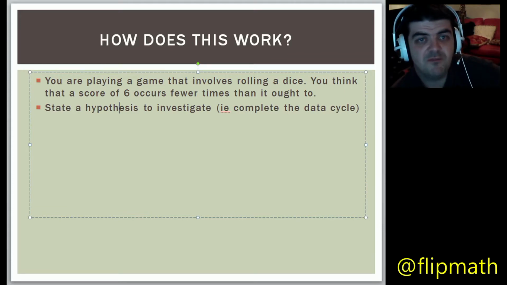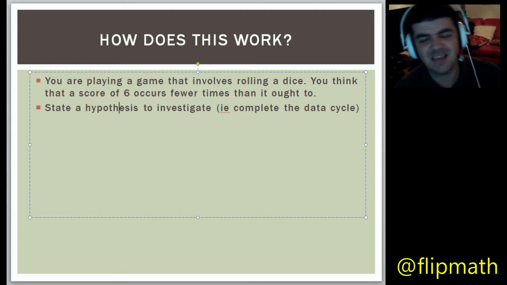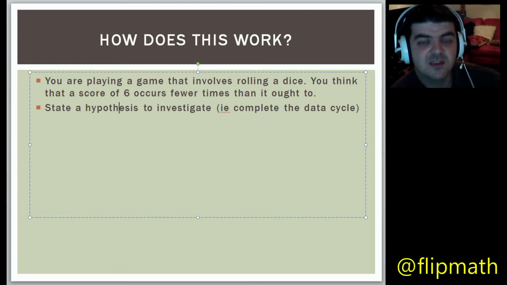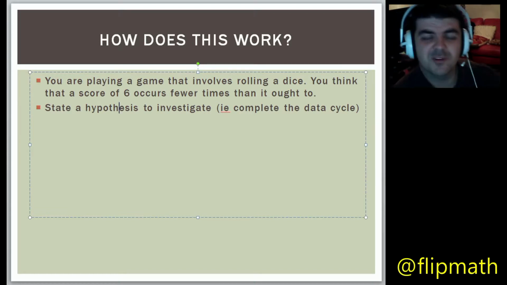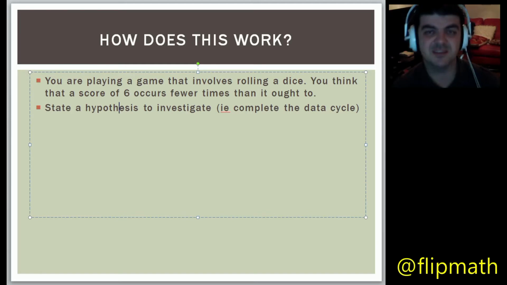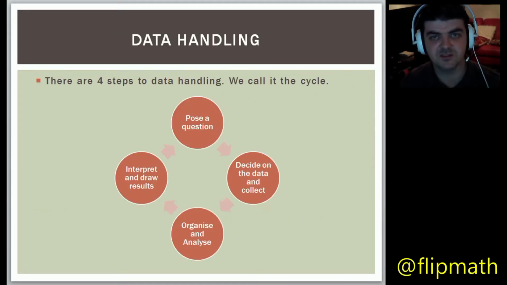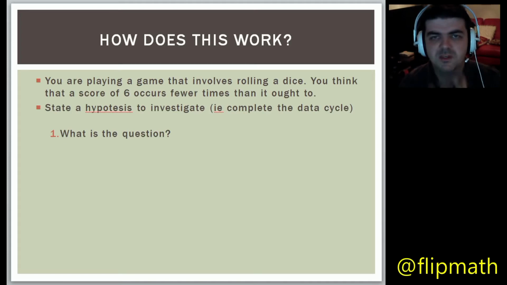So, if we were playing a game that involved rolling the dice, and I think, or somebody in the group thinks, that a score of 6 will occur fewer times than it ought to, how could we state a hypothesis to investigate and complete the data cycle to follow that? Okay. So the first stage of this is obviously to pose the question. What's the question going to be?